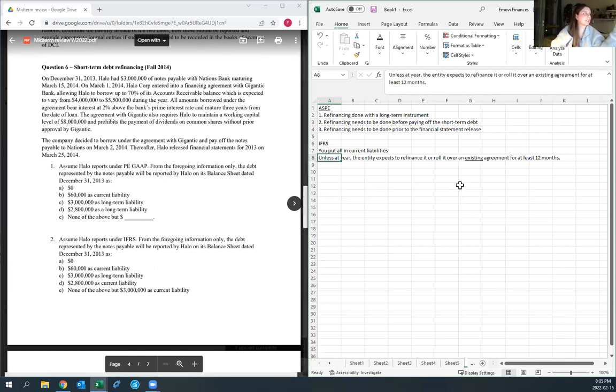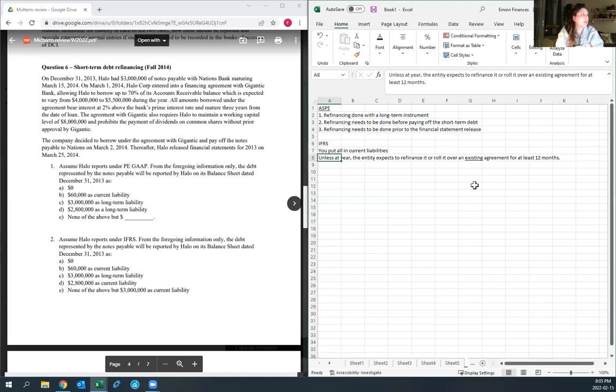So for question 6, on December 31st, 2013, Halo had 3 million of notes payable with Nations Bank maturing March 15, 2014. On March 1st, 2014, Halo Corp entered into a refinancing agreement with Gigantic Bank, allowing Halo to borrow up to 70% of its accounts receivable balance, which is expected to vary from 4 million to 5.5 million during the year. All amounts borrowed under the agreement bear interest at 2% above the bank's prime interest rate and mature 3 years from the date of loan.